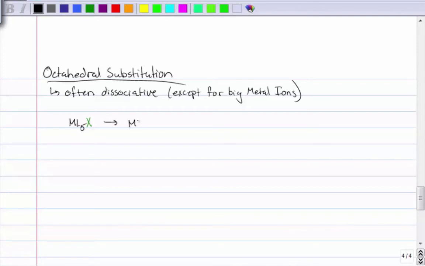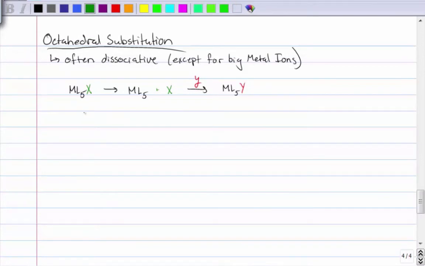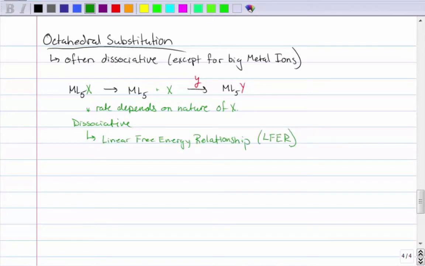If it's a dissociative, you will form an intermediate of lower coordination number, and then your entering group will come in. And for dissociative reaction, remember the rate depends on the nature of X, or the identity of X. For dissociative reactions in general for octahedral complexes, there's something called the linear free energy relationship. It's just the relationship between the log of the stability constant versus the log of the rate constant. So there's a lot of relationship basically between the thermodynamics and the kinetics of these reactions.